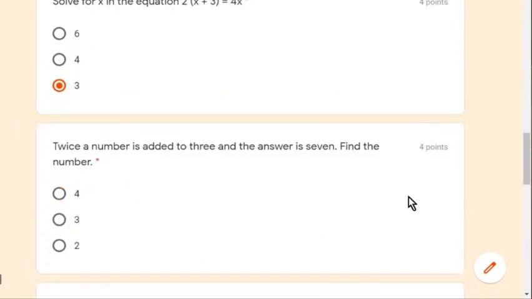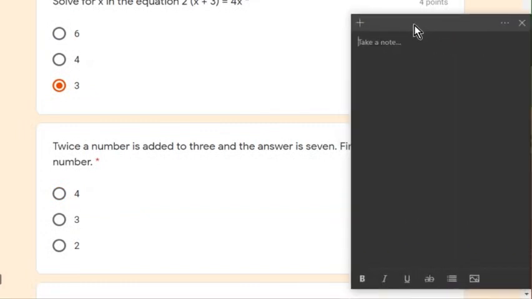Twice the number is added to 3, and the answer is 7. Find the number. Twice a number is added to 3, and the answer is 7. So twice a number, we can say that it may be 2 times x, is added to 3, and the answer is 7. So we solve for x, or any letter that you use here.